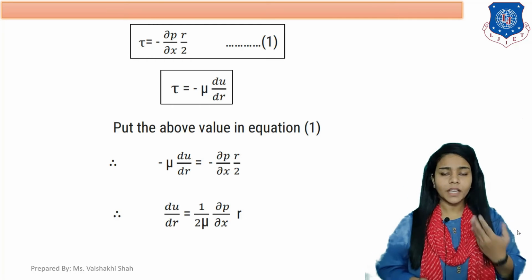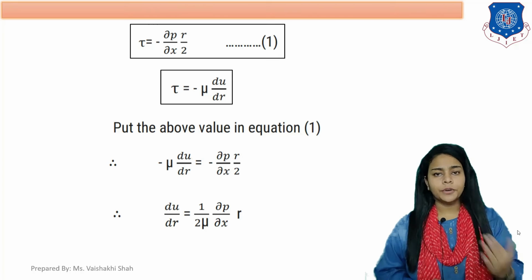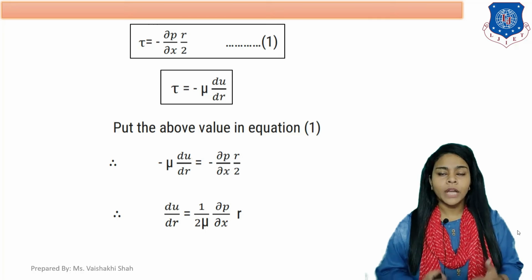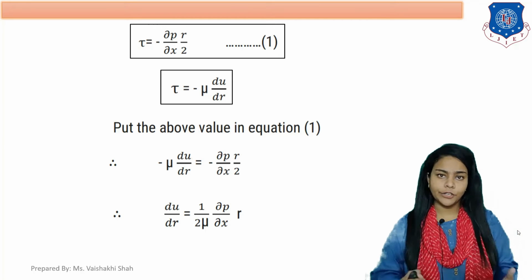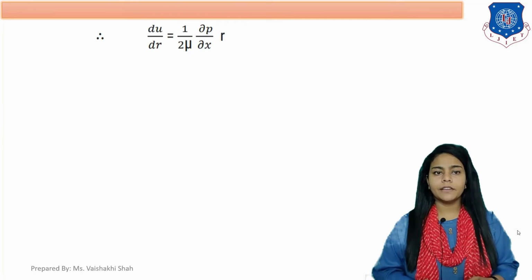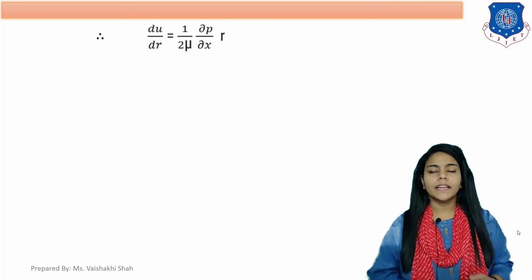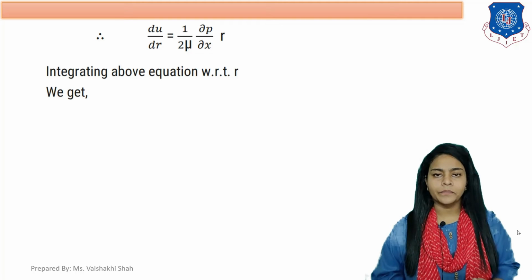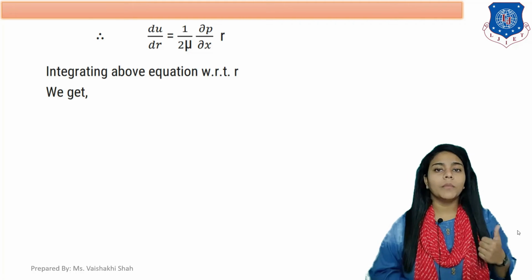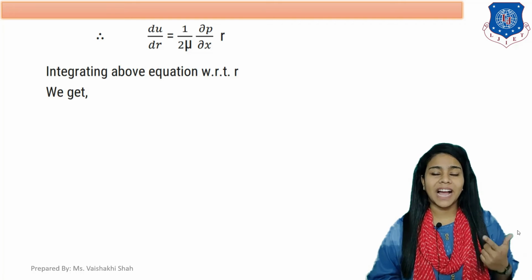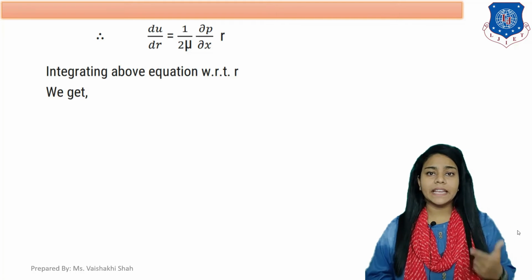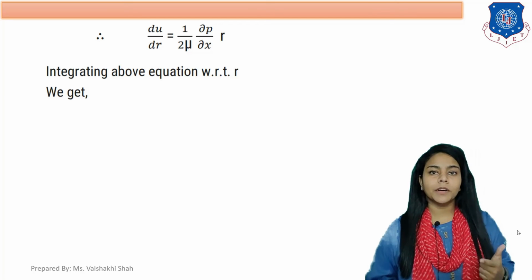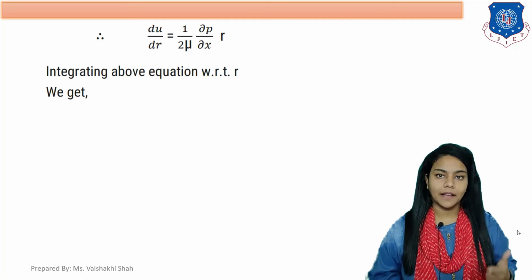Rearranging this equation, you get du by dr equals 1 upon 2 mu into del P by del x into r. You get the equation for du by dr, that is 1 upon 2 mu del P by del x into small r. Now integrating the above equation with respect to r. Remember that we are taking integration with respect to small r.